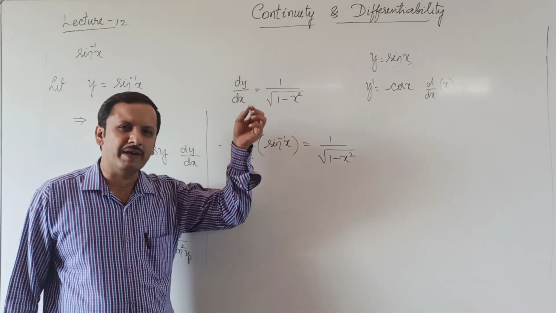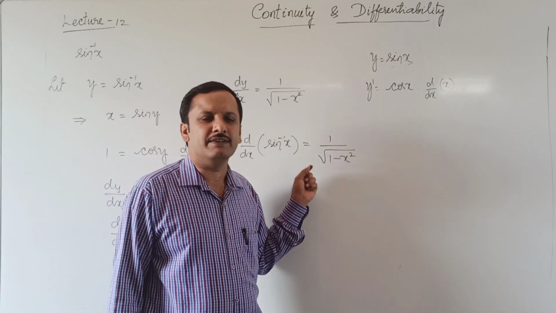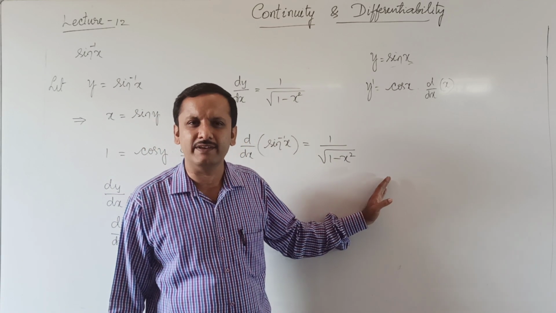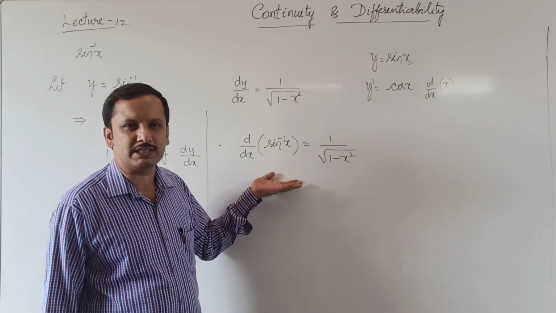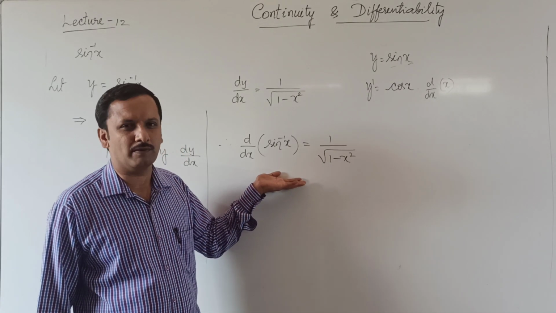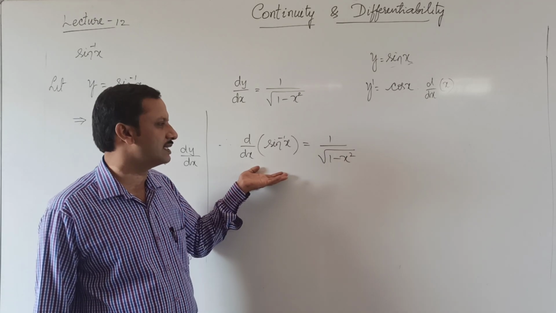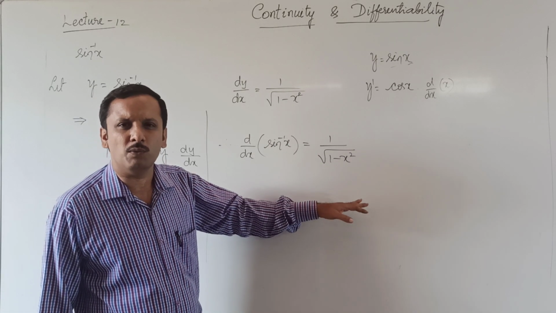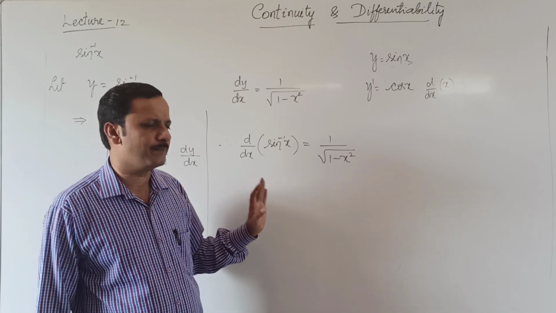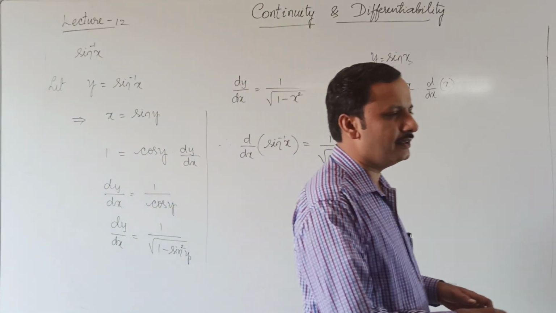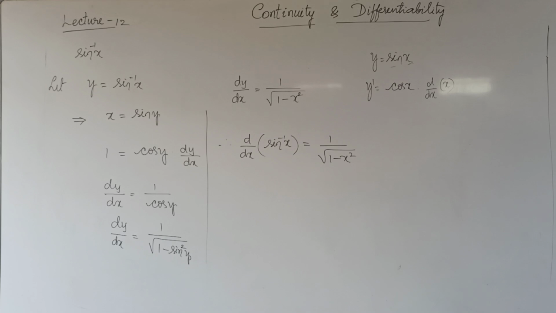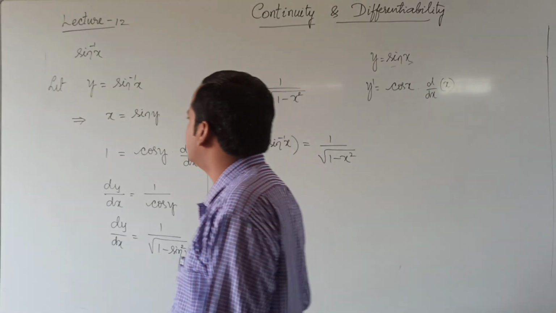Earlier you have prepared one list containing the functions and their corresponding derivatives. Include this in your list. We will be using this in solving the problems. So you must remember that the derivative of sin inverse x is 1 by root of 1 minus x square. Then let us look at the derivative of cos inverse x.